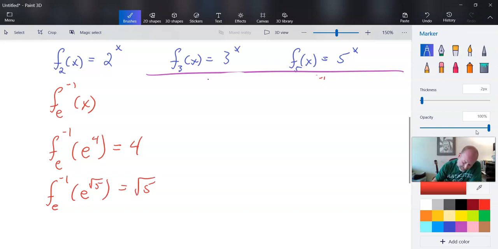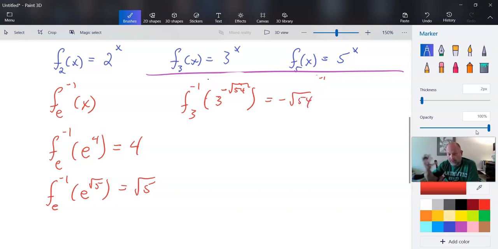And it does that with all of these bases. If I have the inverse base 3 of 3 to the negative square root of 54, something ridiculous like that, the answer is the negative square root of 54. So it brings exponents down. It cancels the base and brings the exponent down.